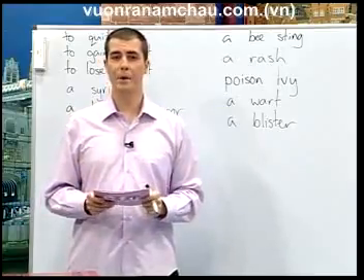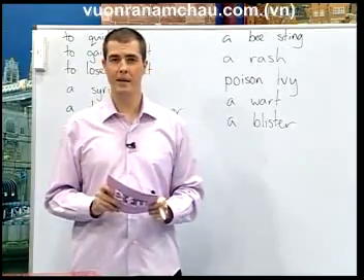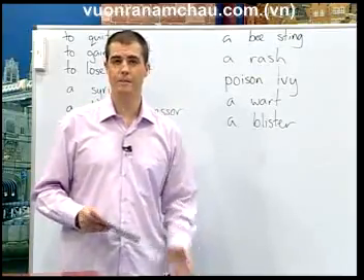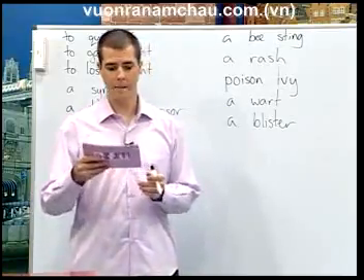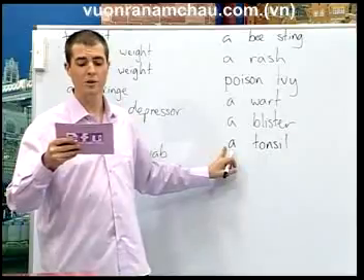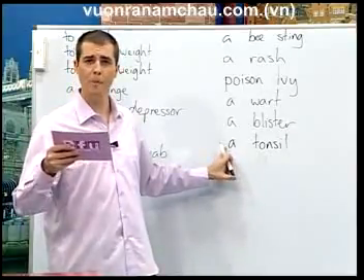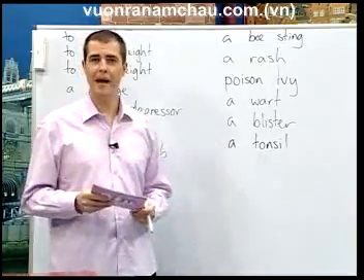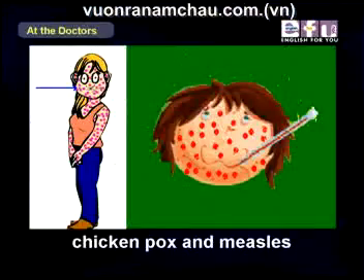It's caused by a burn or by continuous rubbing. Many people get blisters on their feet after they are walking for a long time. A tonsil. A tonsil is one of two small pieces of flesh at the sides of the throat near the back of the tongue.